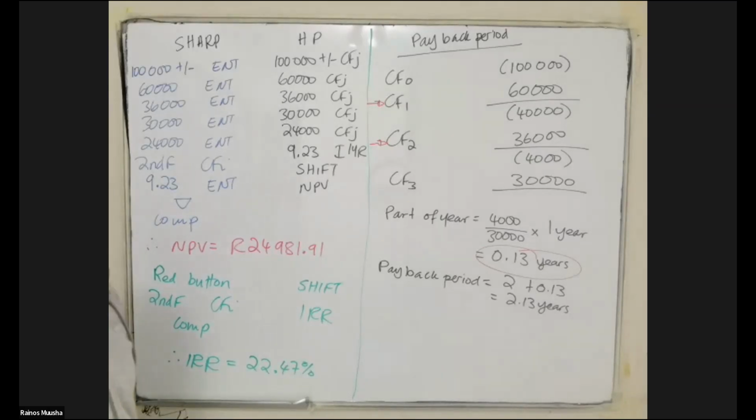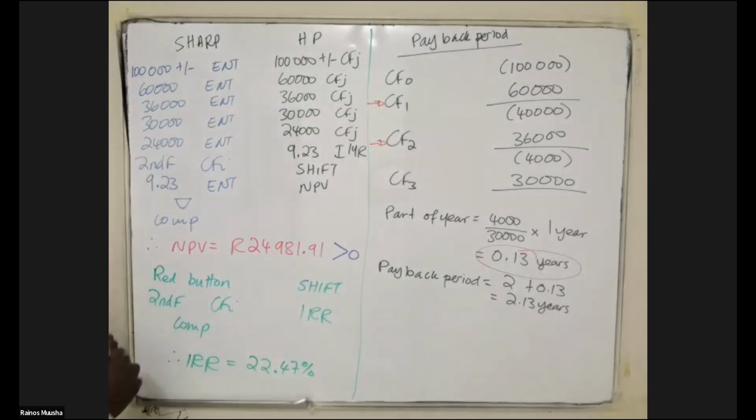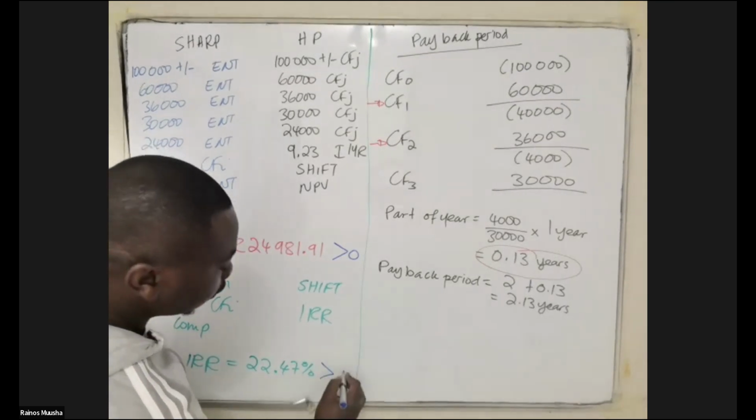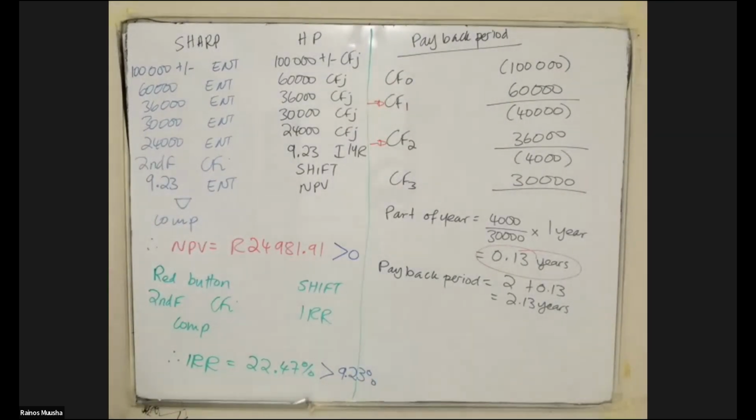Now for question 2.3, they say state on the basis of the net present value, IRR, and payback period, whether the company should go ahead with the investment, right? So what do we see? Based on the net present value, our net present value is greater than 0, which means the investment is acceptable. Our IRR is more than our cost of capital of 9.23%, which means the investment is acceptable.